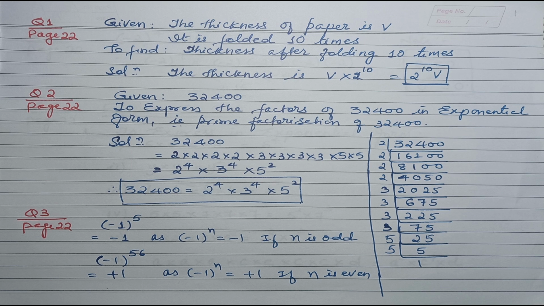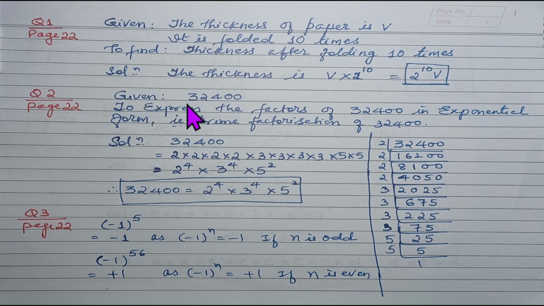Now question number 1 is, we are given that the thickness of the paper is V, and the paper is folded 10 times. You know that when the paper is folded one time, it is 2 raised to 1. When it is folded 2 times, then it is 2 raised to 2, and so on. So if it is folded 10 times, then the number of folds will be 2 raised to 10, but the thickness is V, and therefore the thickness of the paper will be V into 2 raised to 10, or 2 raised to 10 into V units.